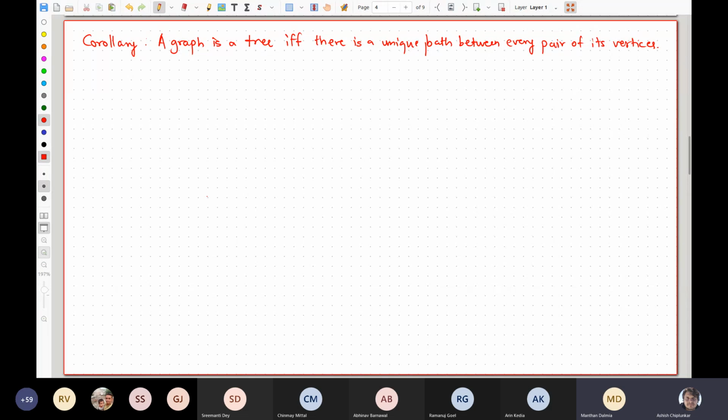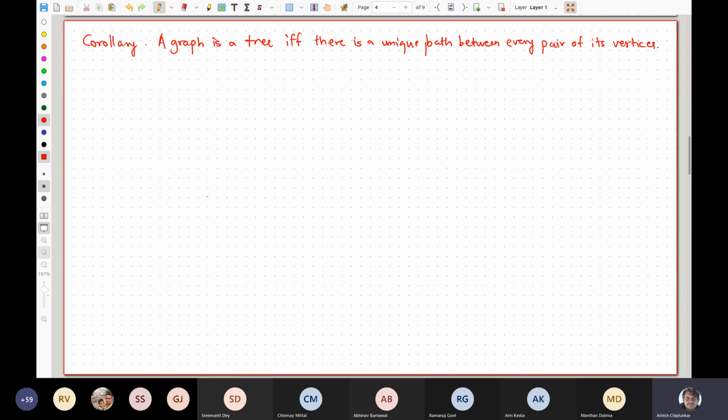So we will prove by contradiction that if there is no unique path between at least one pair, then it will lead to formation of a cycle, and the definition of tree suggests that it should be acyclic. It should be acyclic, yeah. So tree is acyclic by definition, sure.